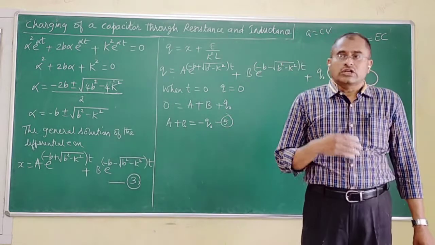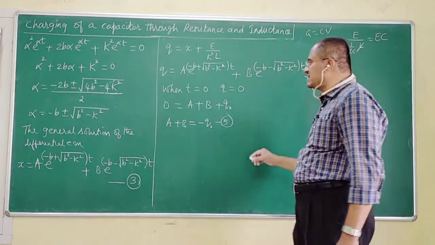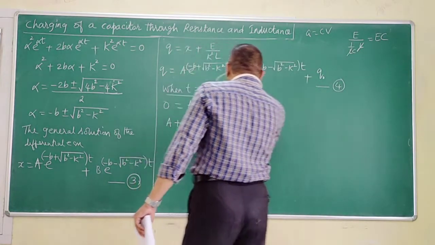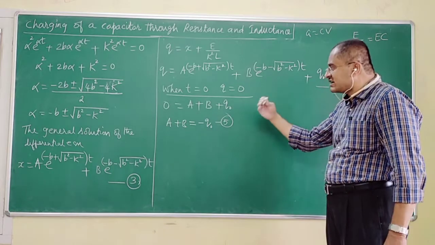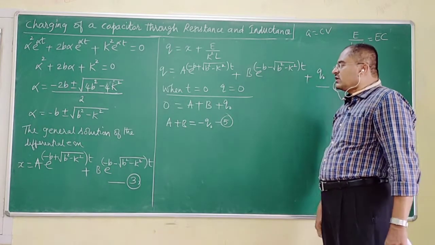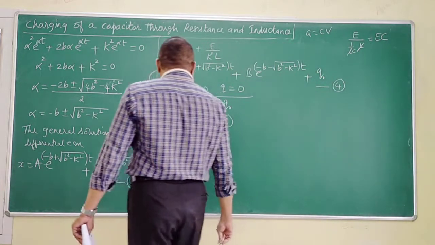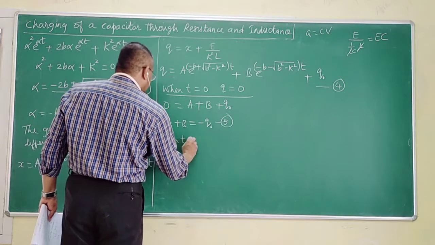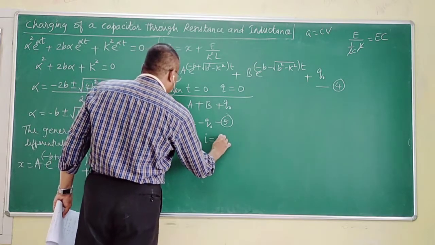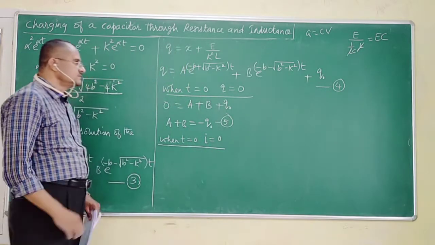To determine the constants, you require a minimum of 2 equations. So the first boundary condition I introduced was when t is equal to 0, q is equal to 0, and I ended up with one equation. Now what can be the possible next boundary condition? The next possible boundary condition can be when t is 0, I is also equal to 0. This can be the next boundary condition.